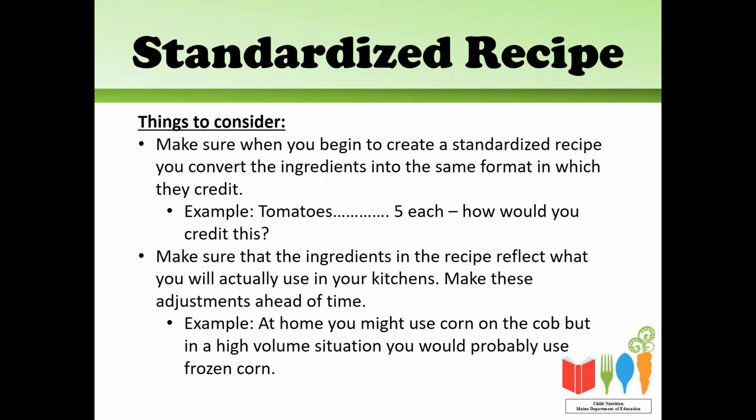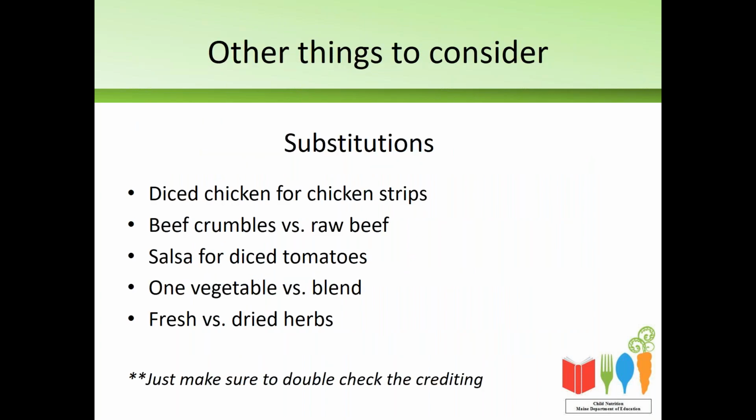For example, at home, you might use corn on the cob, but in a high volume situation, you're probably going to use frozen corn. So like spoken about before with the corn situation, you want to make sure you consider all possible substitutions that you would make for use in your operation. We have diced chicken or chicken strips, beef crumbles instead of raw beef, salsa for diced tomatoes, using one vegetable versus using a vegetable blend, and then fresh versus dried herbs. Of course, you want to make sure that you double check that crediting.